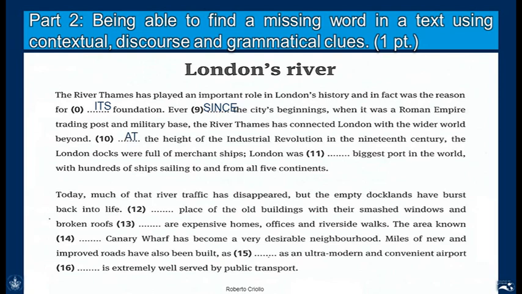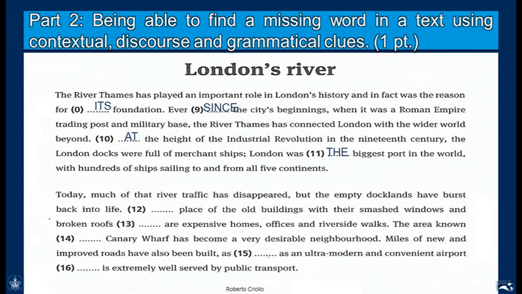Number 10. At the height of the Industrial Revolution in the 19th century, the London docks were full of merchant ships. Now, because we're talking about the height of the Industrial Revolution, we need to specify a specific point in time, and to do that, we need the preposition at: at the height. So, number 11, London was the biggest port in the world. Of course, we need the definite article there, because we're talking about the biggest port in the world, with hundreds of ships sailing to and from all 5 continents.